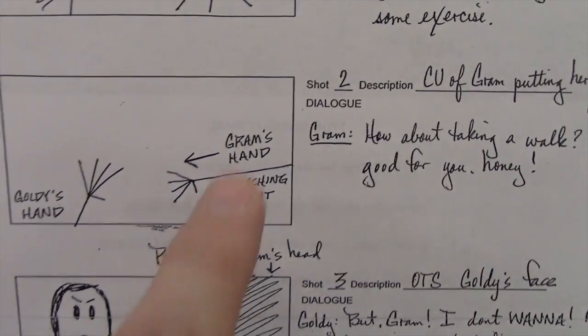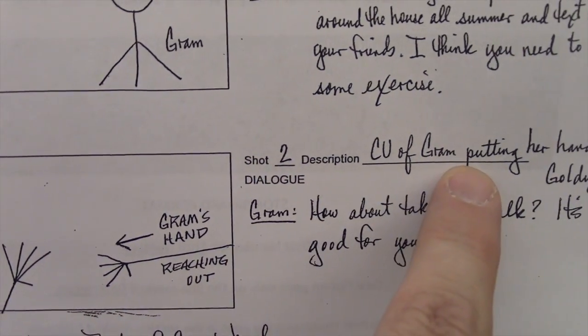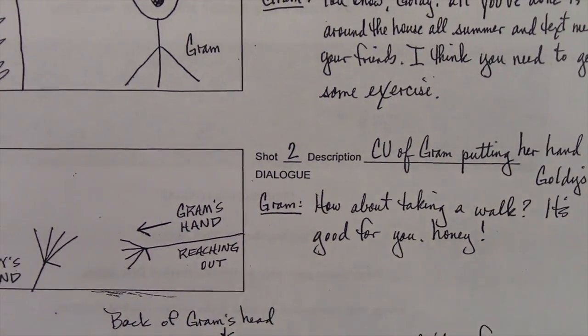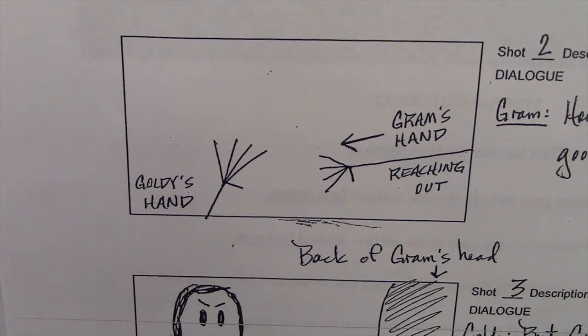Then for the next one, same as before, the shot number, the description. The dialogue comes down here. There's nothing written under the person's name, and then what they say, and then a picture of what we see.